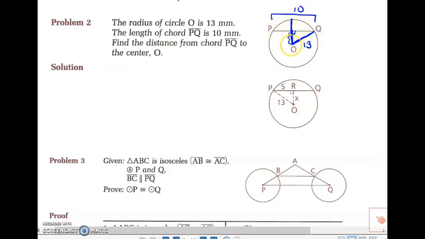But I know that if a radius is drawn perpendicular to a chord, it bisects the chord. So this distance here is 5. And now we can use our triples. A 5 something 13. So x is 12.